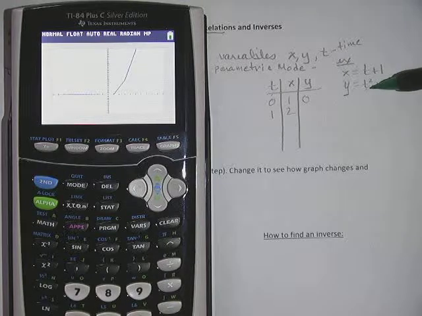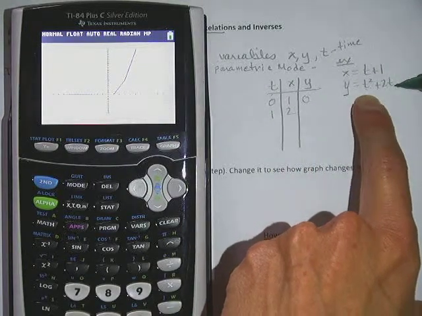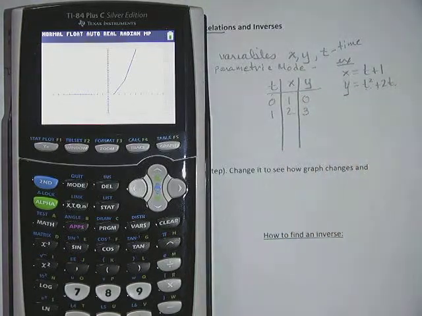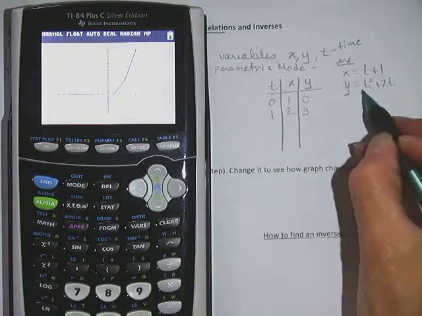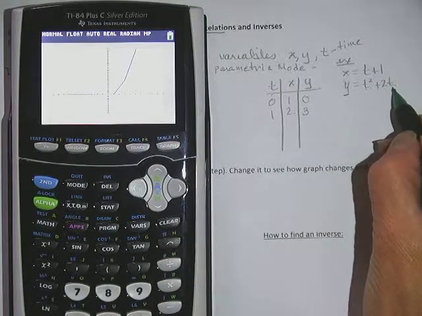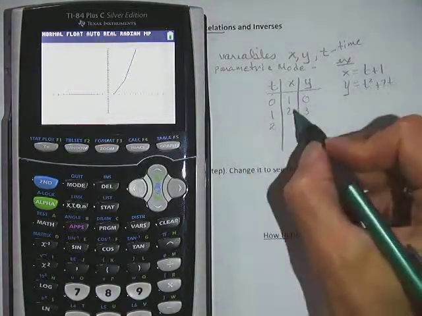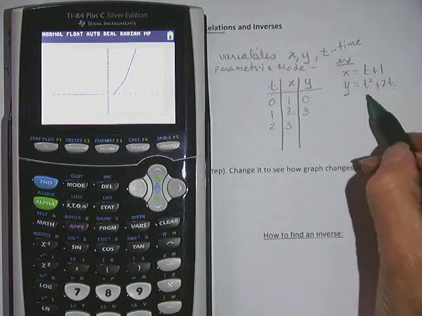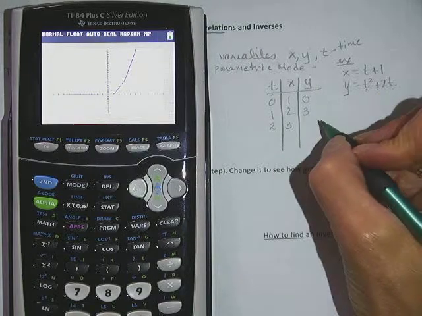Oh, I forgot. This is y. My mistake. Sorry. That's my y function. What is y? What is 1 squared plus 2 times 1? 3. No, it's not. It's 1 right there. See? Because t is 1. So that's 1 plus 2. Okay, so what happens when t is 2 now?